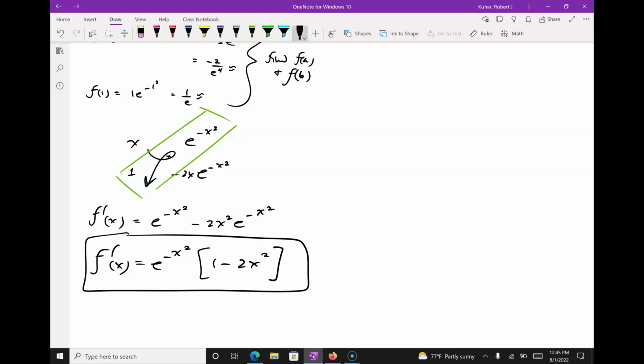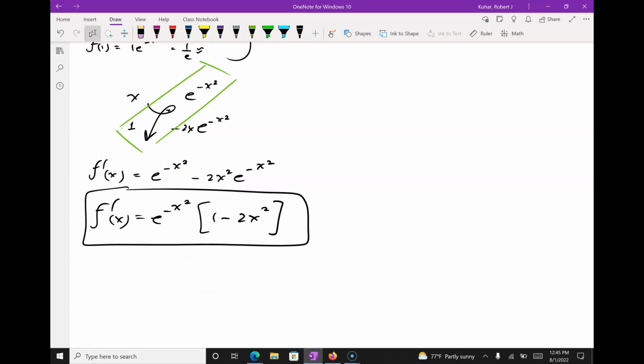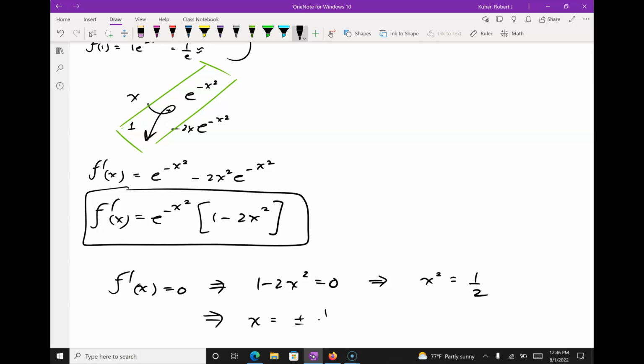So we found the value of the function at our endpoints. We found the derivative. Let's find the criticals, right? So f prime of x is equal to 0 implies 1 minus 2x squared equals 0, or what? X squared equals 1/2, or x equals plus or minus 1 over square root of 2, or rad 2 over 2, right?